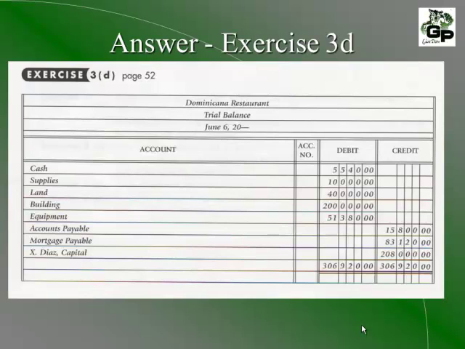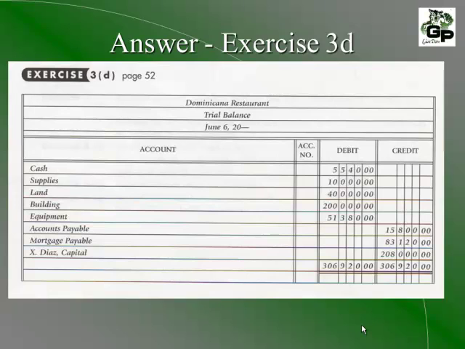Welcome back. Here we are now taking a look at the answer to the trial balance for Dominicana Restaurant. Here is the trial balance where we list all the accounts: cash, supplies, land, building, equipment, accounts payable, mortgage payable, and the capital account. Notice that the ones with the debit balances have their amounts listed under the debit column. The credit balance accounts have theirs listed in the credit column.